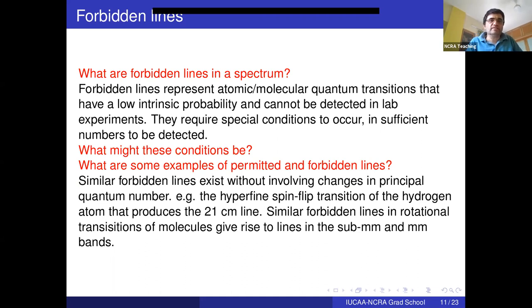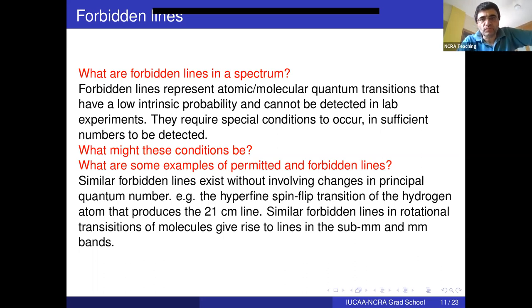So remember the transition that we talked about, the hydrogen 21 centimeter line, does not involve any change in the principal quantum number, right? These are changes in the spin state of the hydrogen atom. There are also a number of forbidden lines in rotational transitions of molecules, and these have somewhat intermediate energy between H1 21 centimeter and forbidden lines in the optical, and these give rise to a number of lines in the submillimeter and millimeter bands. Of course, there are permitted transitions there also. So by forbidden, one means forbidden atomic transitions, forbidden molecular transitions, and of course atomic and ionic transitions as well.